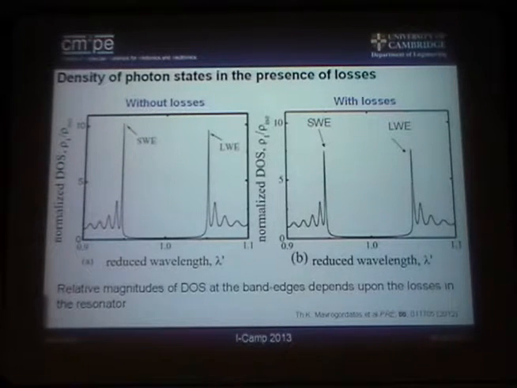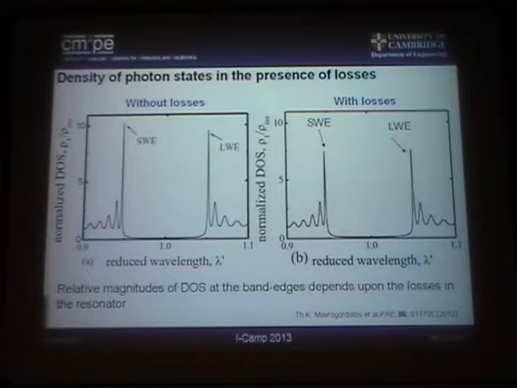We did some studies theoretically, as other groups have done as well, to understand the profile of the density of states in cholesteric structures. We find some interesting things when you take into account losses within the structures. This could be just scattering losses or absorption losses within a cholesteric crystal. What we find is that without losses, the density of photon states at the short wavelength edge is the dominant mode, whereas the long wavelength edge is small in terms of the maximum available density of states. But that switches over when you take into account losses, and so the long wavelength edge now becomes the dominant mode.